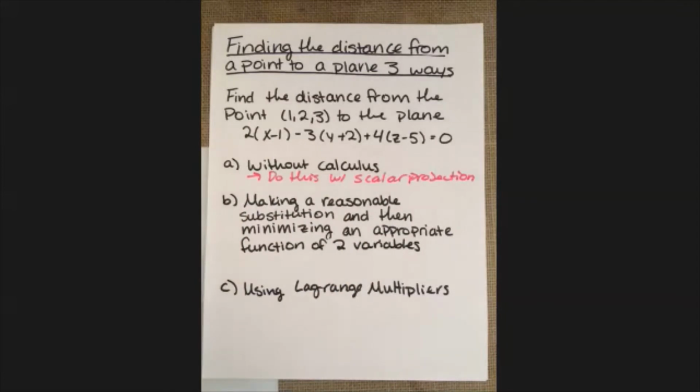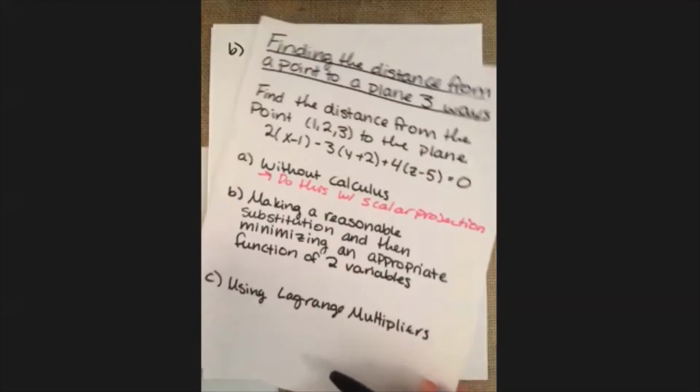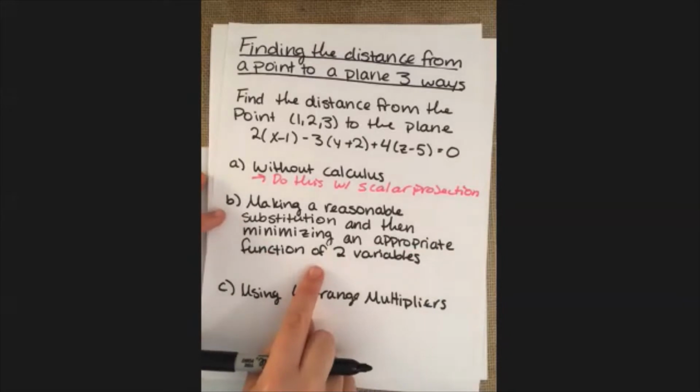Okay. So like I said, I really want to focus on B and C, since those are more closely related to the concepts that we've been talking about lately. So part B, let's go ahead and jump into that. Making a reasonable substitution and then minimizing an appropriate function of two variables. So what will that look like? I think that before you can start really making a substitution, it probably makes more sense to talk about what this appropriate function is and figure out what exactly it is that we're going to have to substitute into. So let's start there.